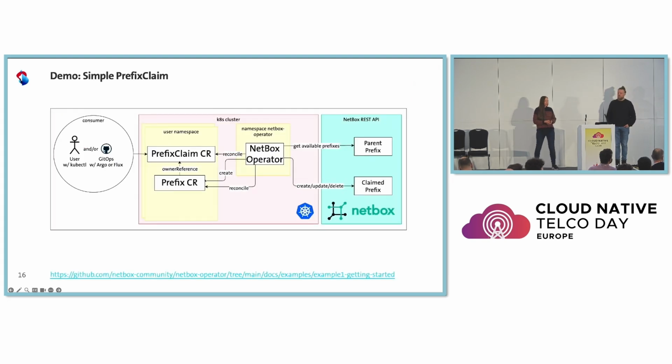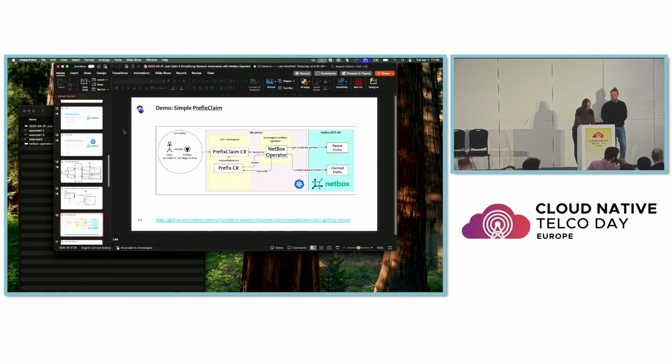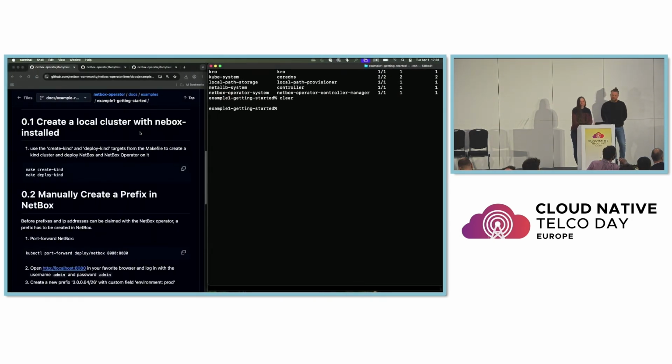So now I want to show NetBox Operator in action. So I've set up a local kind cluster, and there I have a NetBox instance installed and also the NetBox Operator. And then I'll apply a prefix claim custom resource, which will then be reconciled by NetBox Operator. You'll also be able to find these examples in GitHub if you want to try it out yourself, with instructions on how to set up a local kind cluster. And I've already done this now.